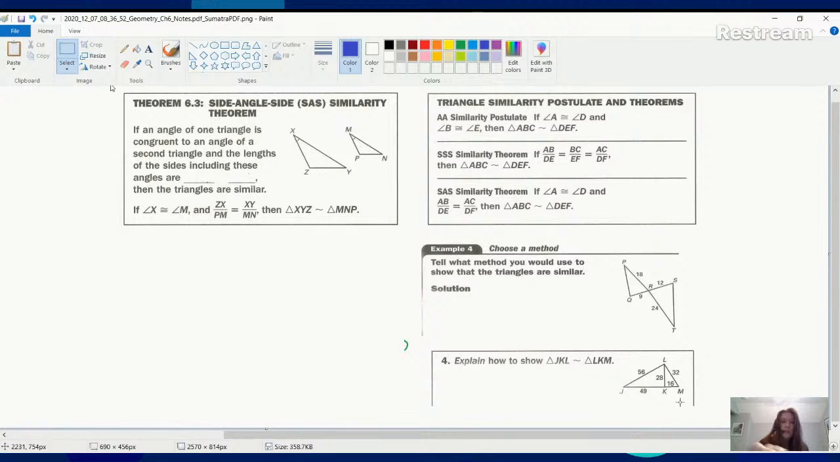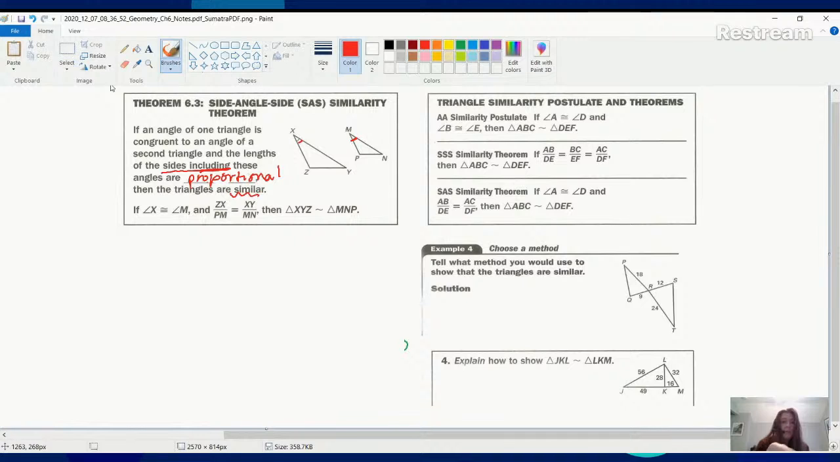So let me go ahead and read this theorem to you. Make sure you get this in your theorem sheet. It says, if an angle of one triangle is congruent to an angle of a second triangle, so right now if you look at this picture, we're talking about angle X and angle M. They're congruent to each other. And the sides including these angles, so including is the important word, are proportional, then the triangles are similar.